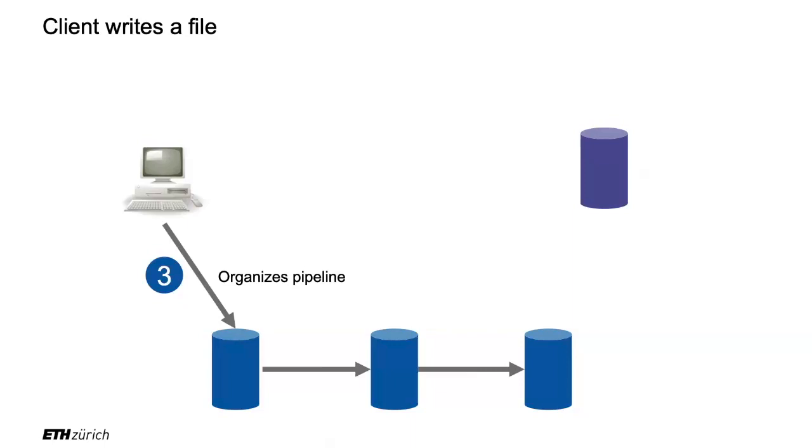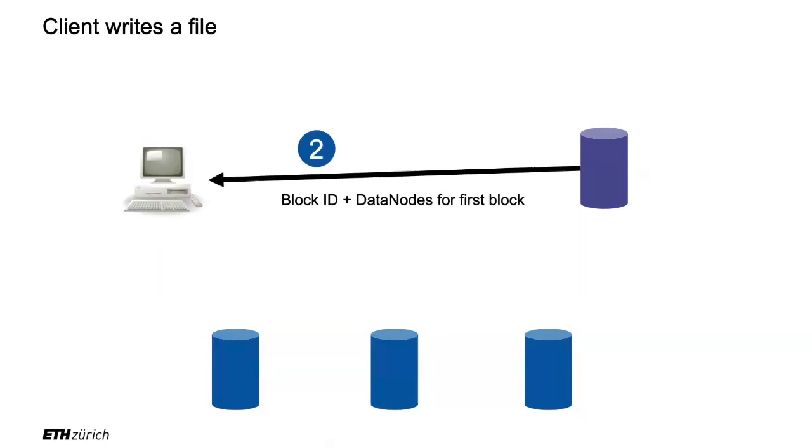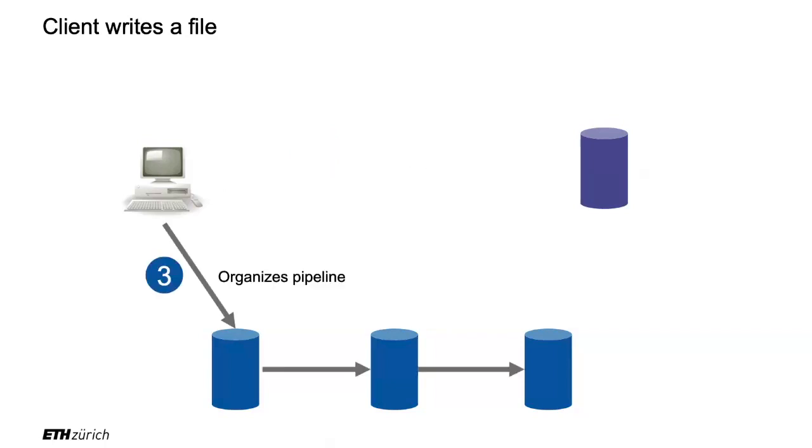Now, we'll come back to that, but the reason there is a first data node is that when the name node sends the addresses of the 3 data nodes that will get a copy, it also sorts them by distance. It says this is the nearest to you, this is the second nearest, and this is the farthest, right? So this is why you can efficiently organize a pipeline that respects the distance.